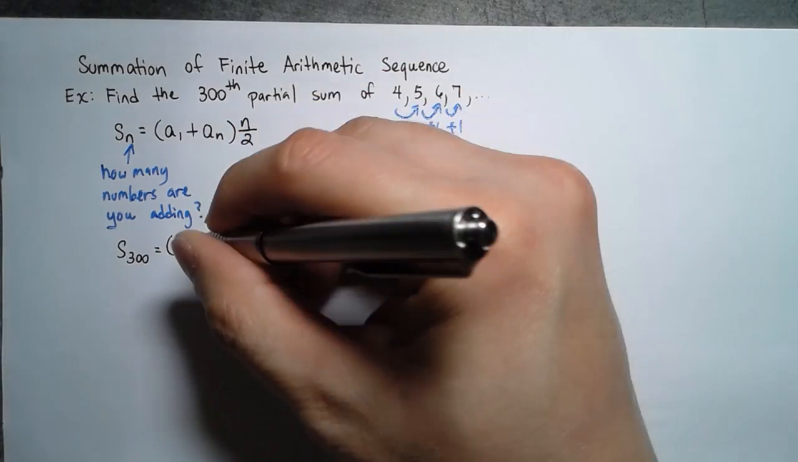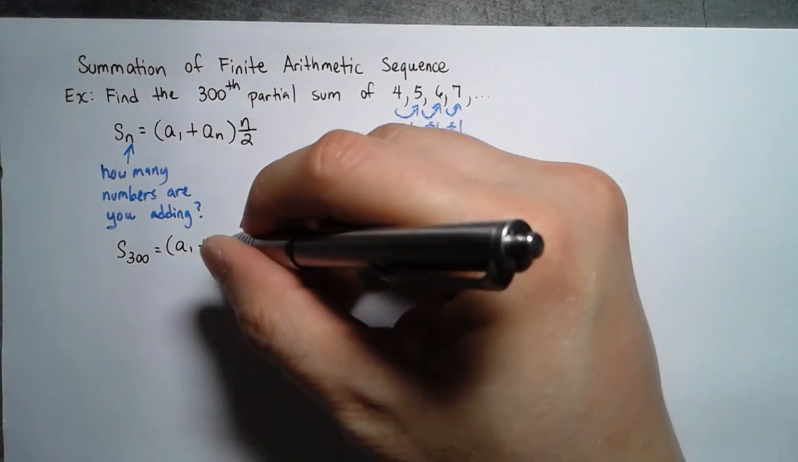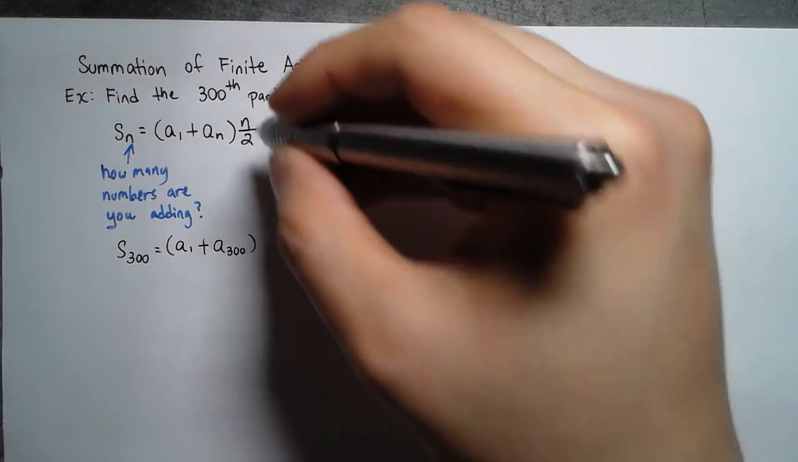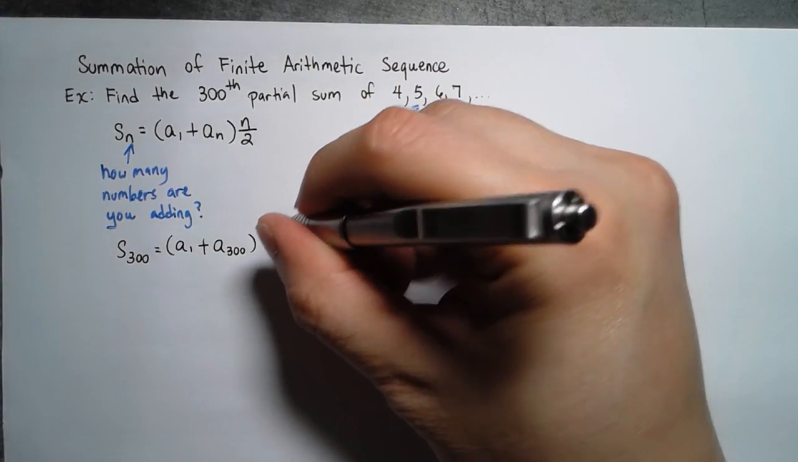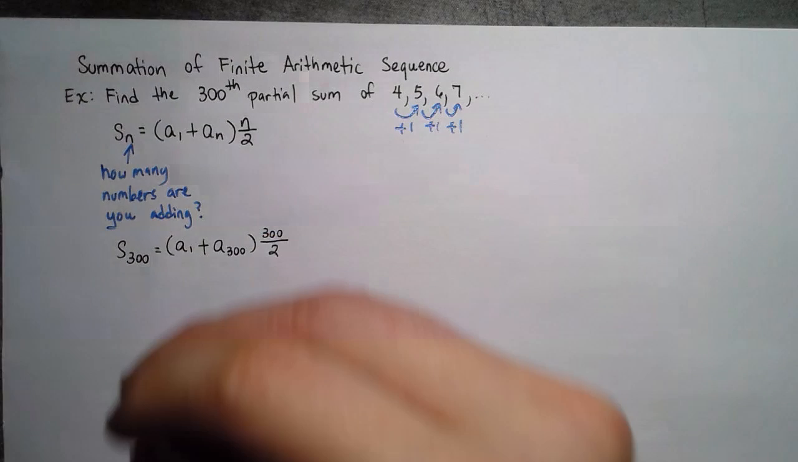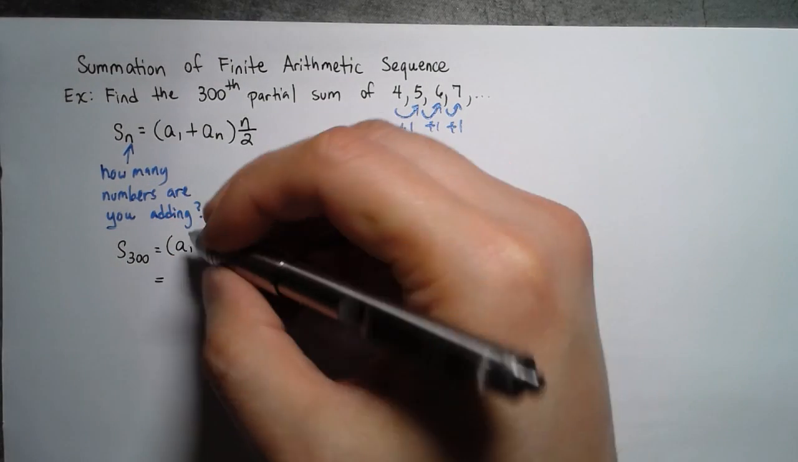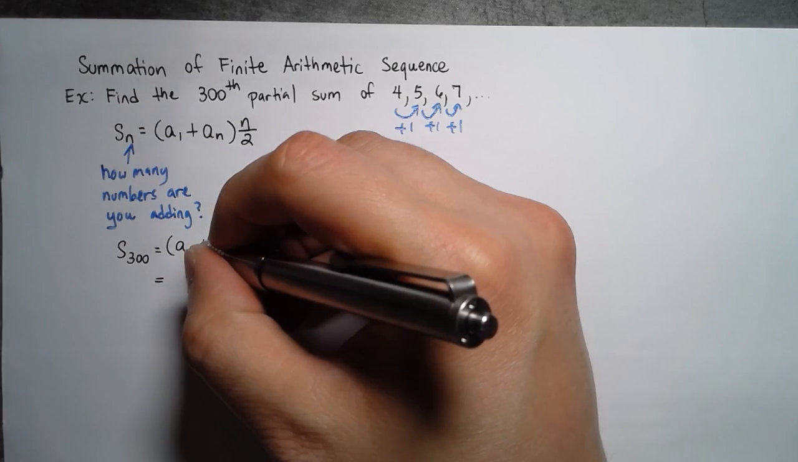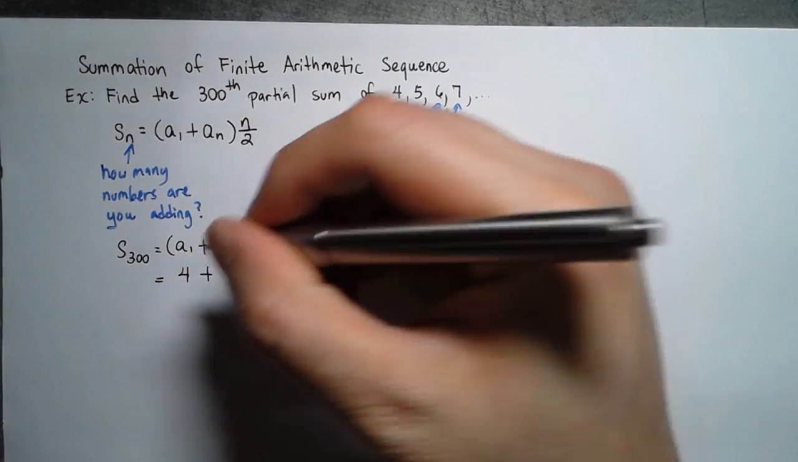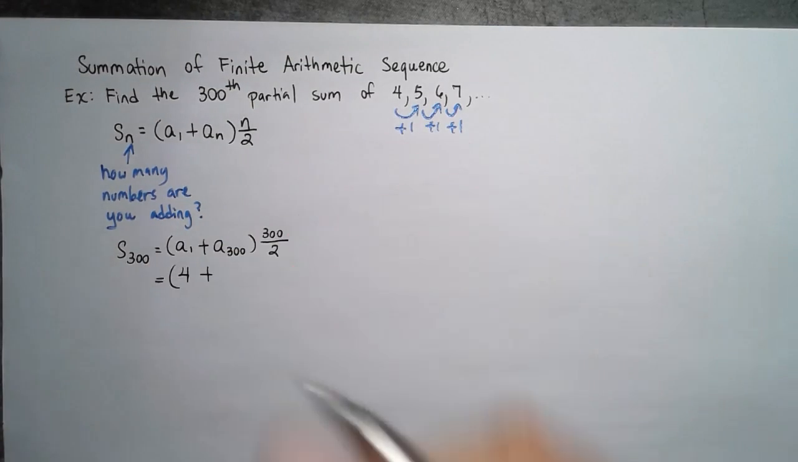So I'm just going to copy the equation here. And I have n, which once again I'm putting 300, and another n, so 300 again, divided by 2. And this means I want the first number of the pattern, which clearly is 4, plus the 300th number of the pattern, which right now I don't know what it is. So I gotta figure it out.